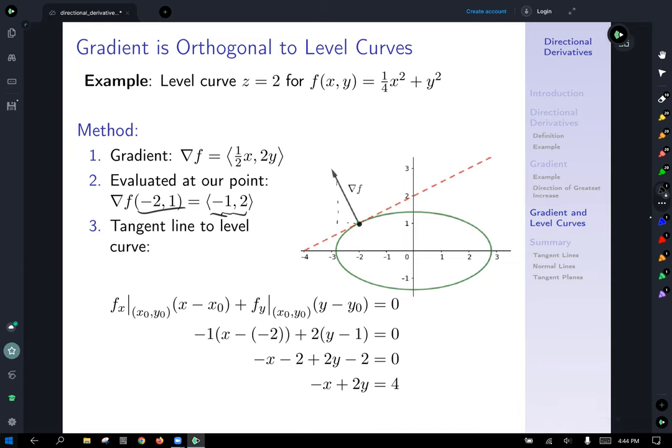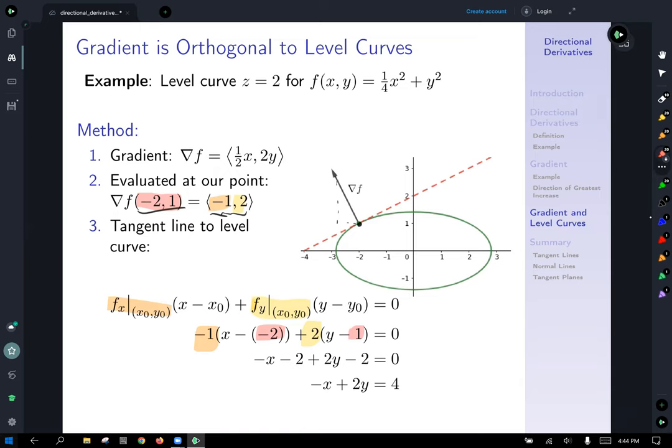By substituting in these values, the partial of f with respect to x evaluated at our point, that's our negative 1. And then the partial of f with respect to y, that's where we get our positive 2. And then our point of interest, x naught, y naught, is this little guy. And that's where we get our x naught and our y naught.